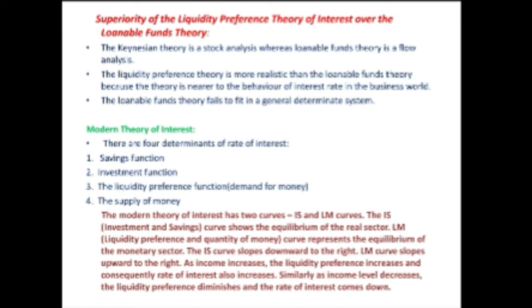The IS curve slopes downward to the right. The LM curve slopes upward to the right. As income increases, the liquidity preference increases, and consequently, the rate of interest also increases. Similarly, as income decreases, liquidity preference diminishes and the rate of interest comes down.